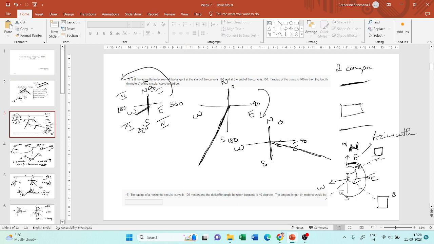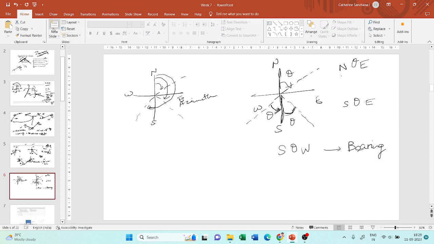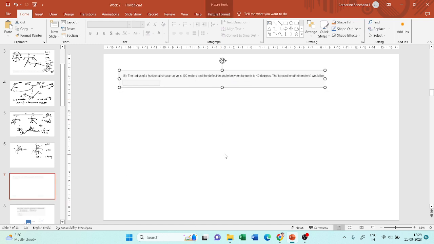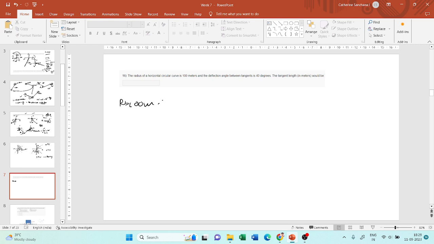Now moving on to the third question. The radius of the horizontal curve is 100 meters, and the deflection angle between the tangents is 40 degrees. So they've directly given you the deflection angle as 40 degrees, right?